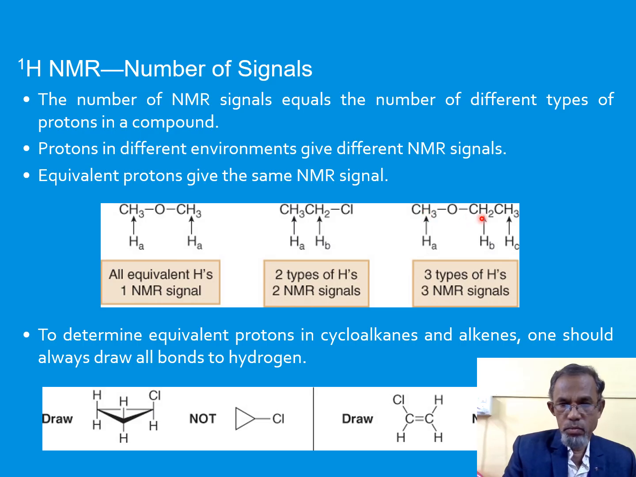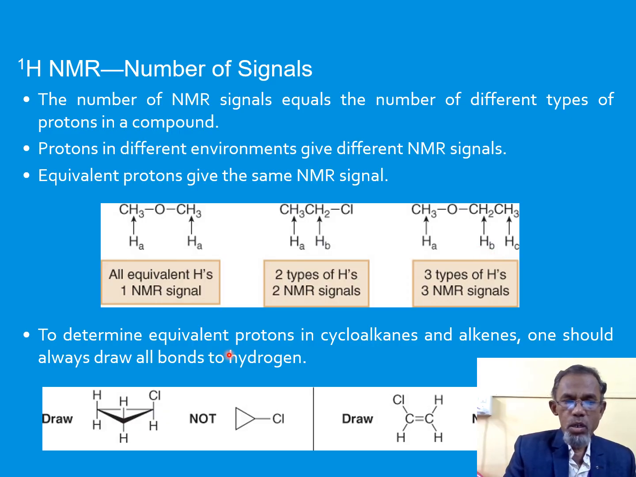This proton, particularly the Hb proton, is attached to the oxygen atom, an electronegative element, and the Ha proton is also attached to the oxygen, but the Hb proton is further associated with the Hc proton. Thereby, its environment is a bit different because it is influenced by the Hc proton also. Thereby, the methyl ethyl ether has got three types of protons, represented as Ha, Hb, Hc.